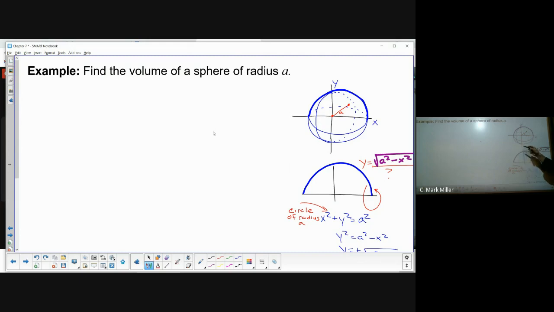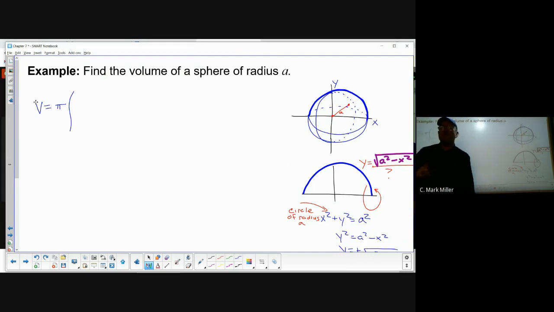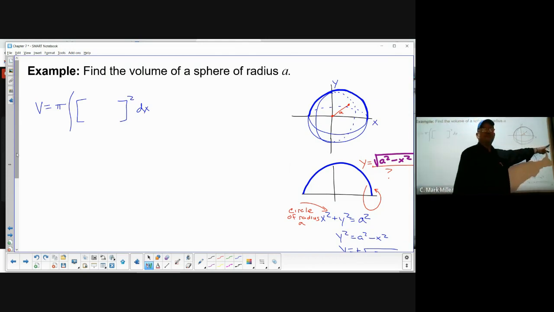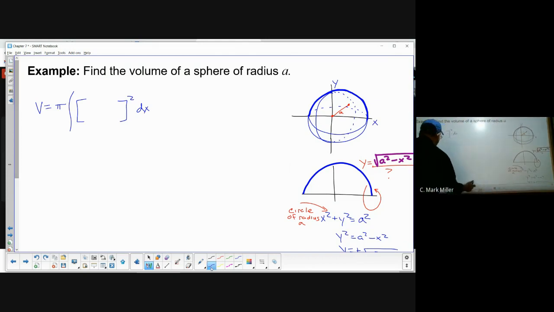This generated will do an entire circle, right? So watch this. My volume is pi integral. Now remember, what are our bounds of integration here? Think about that for a second. But we'll do that in a second. What goes in here? It's going to be something squared dx. What goes in there? Square root. Ah, there you go, this thing. Exactly. So that's going to be square root.